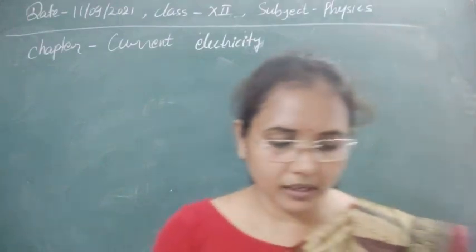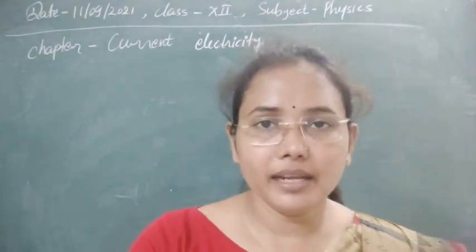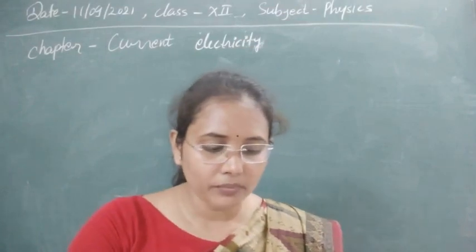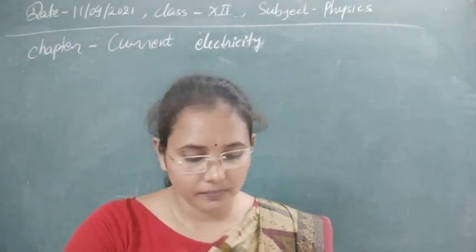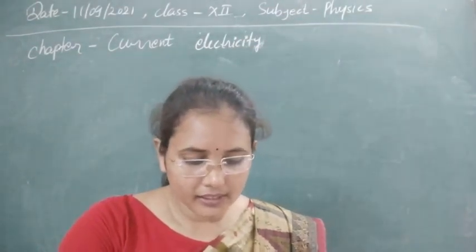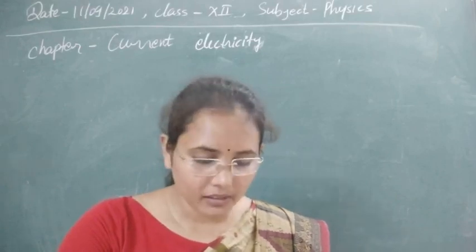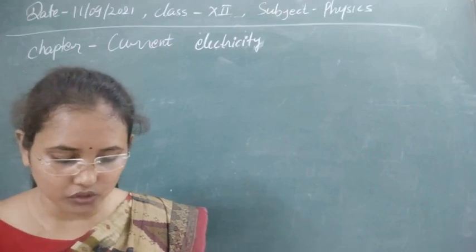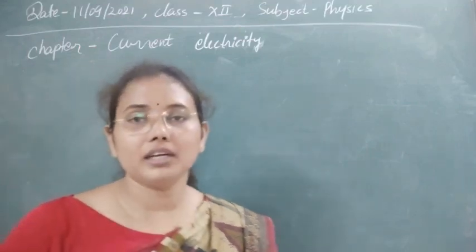Now next question, let's see. A battery of EMF 10 volt and internal resistance 3 ohm is connected to a resistor. So the current in the circuit is 0.5 ampere. So the terminal potential of the battery when the circuit is closed. So we have to find out the terminal potential.